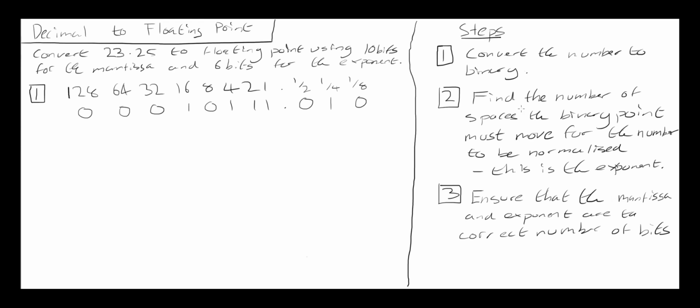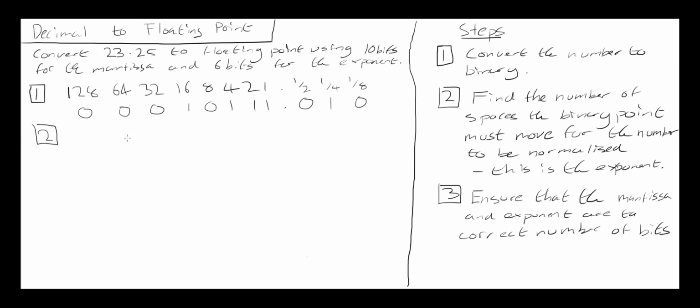The second part of this process is to find the number of spaces the binary point must move for the number to be normalized, and that's the exponent. So this is how we find out the exponent. If our binary number is normalized, we've got a positive value here. So for our binary number to be normalized, our binary point is going to have to be between the most significant one and the next zero.